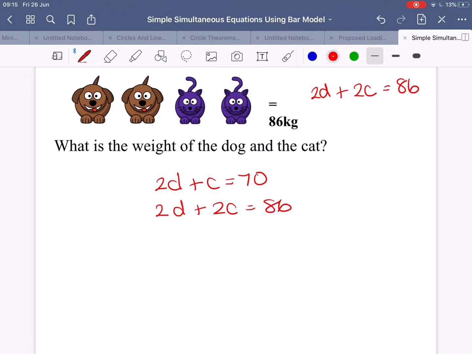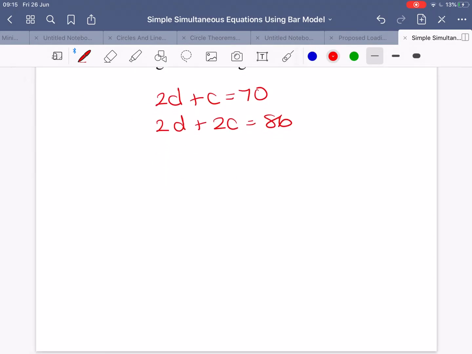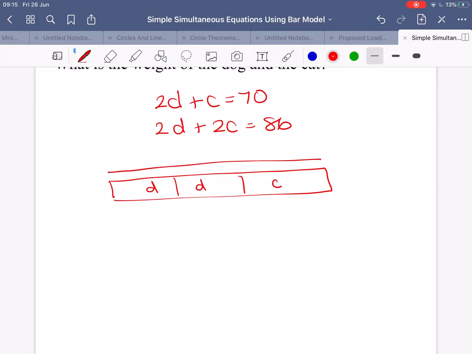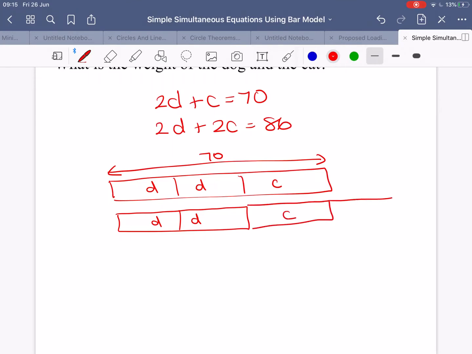Now rather than actually drawing things in a problem, we're just going to use our bar model to help us out. So if I drew that, I'd say the weight of 2 dogs plus a cat is a total of 70 kilograms, so I'm just going to draw it as a bar. And for the second situation, I've got 2 dogs, so they go identically underneath the 2 dogs from the first problem, and 1 cat, but then in the second equation I've got 2 cats, and that all equals 86 kilograms.